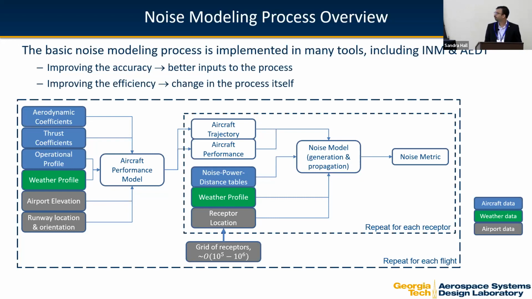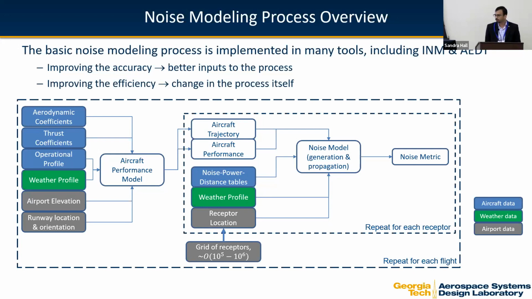So here I've drawn a simplified process of the noise modeling that we go through. Most of you would already know this, but we have to combine data from the aircraft, the airport, as well as ambient weather and such. You feed all of that into an aircraft performance model, which will give you the aircraft trajectory and performance parameters such as speed and thrust. And then you use both of those along with some additional data, put that into a noise model that can do your generation and propagation, and you would end up with a noise metric.